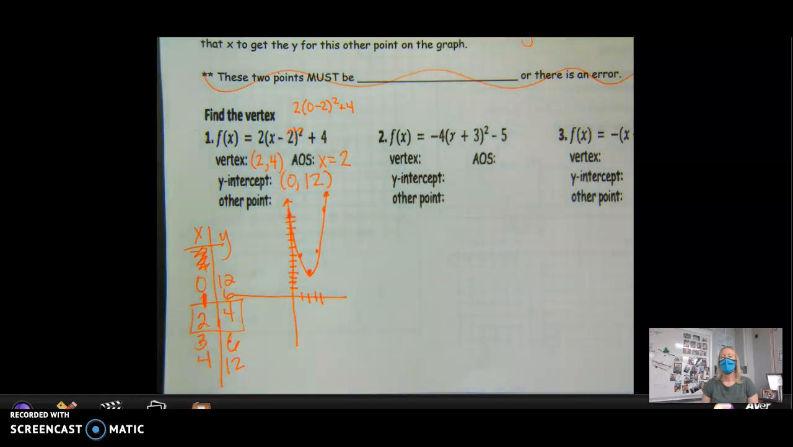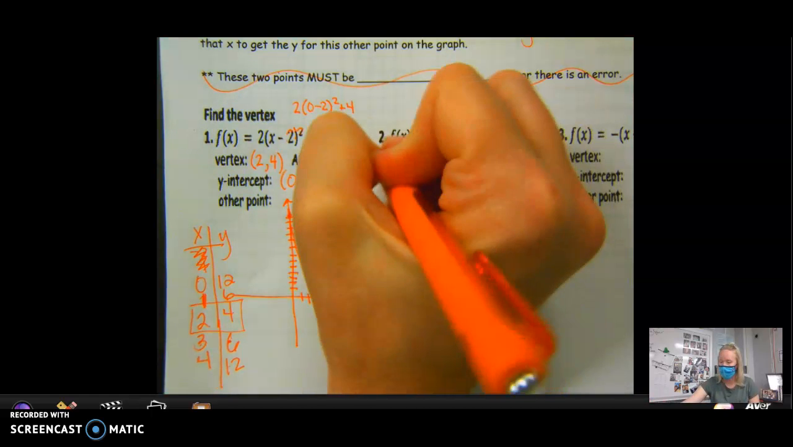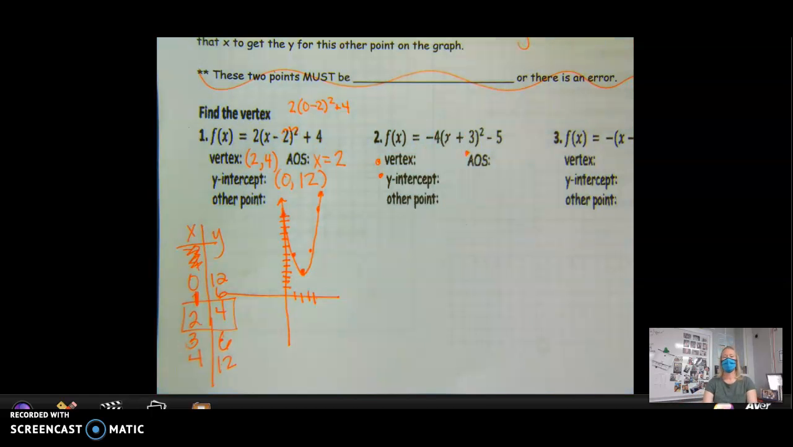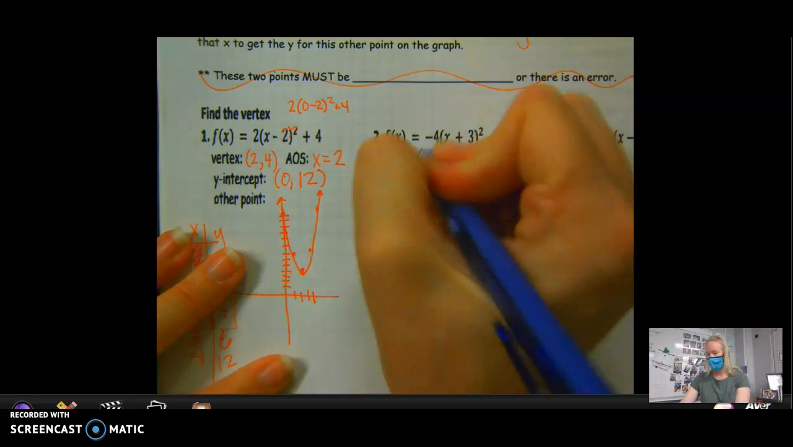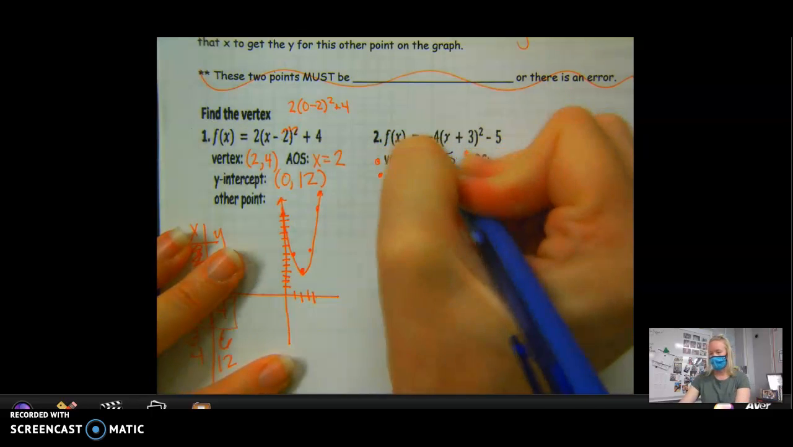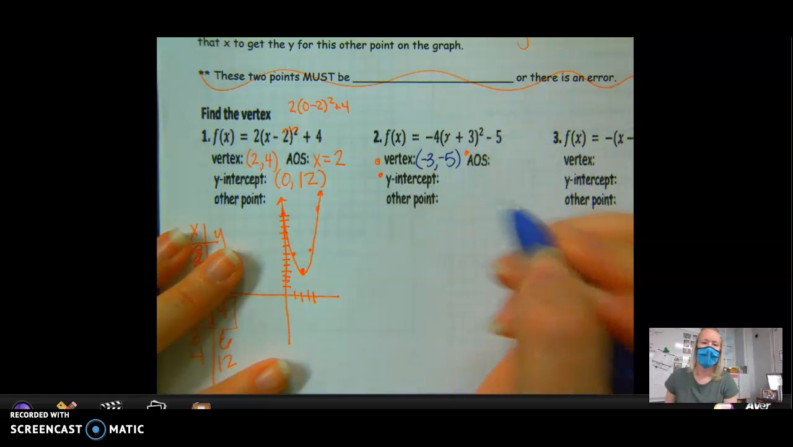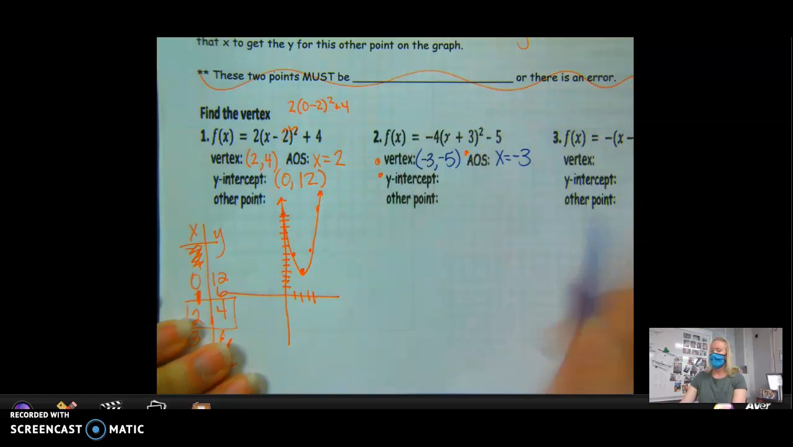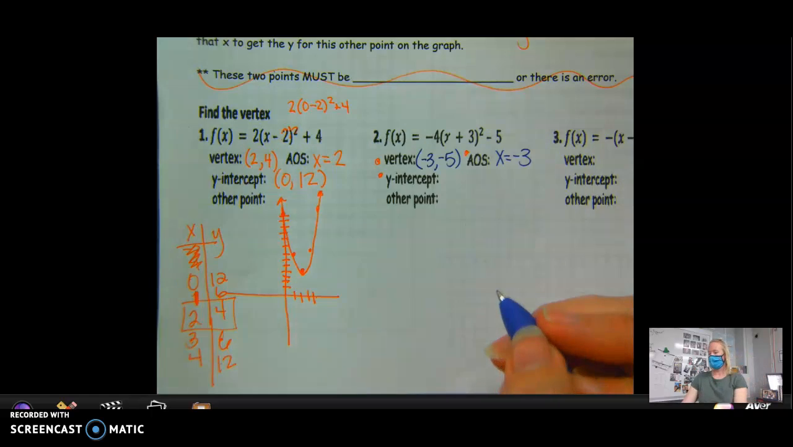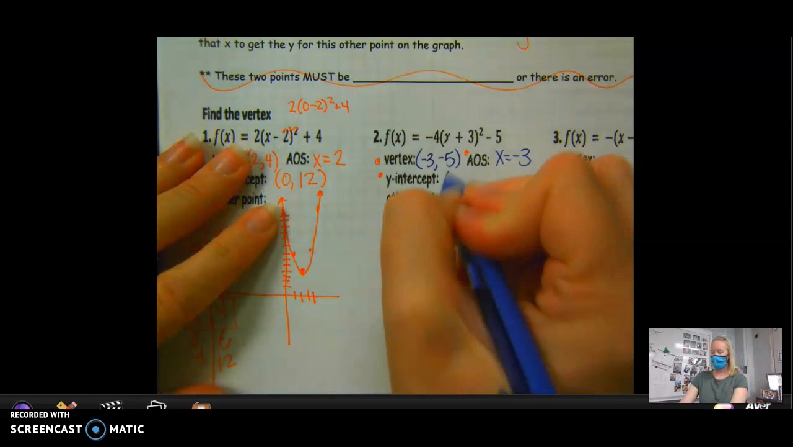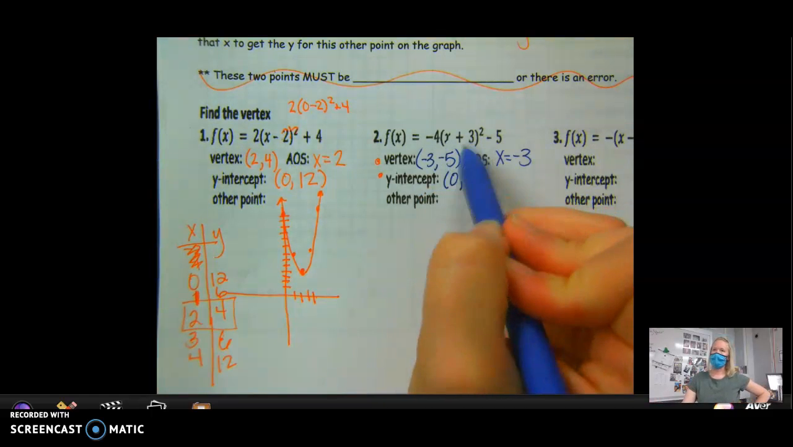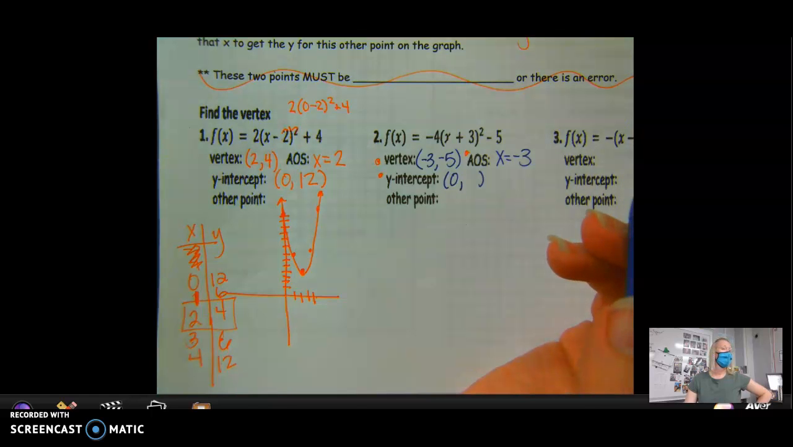Okay. On number 2, I want you to find the vertex, the AOS, and the y-intercept on your own right now. Vertex, AOS, and y-intercept. Awesome. -3, -5. Opposite of positive 3, keep the -5. So what's your AOS going to be then? Awesome. Good job. What's my y-intercept going to be? You plug in 0 for x. So when you plug in 0 for x, what do you get? If you didn't do it right now, plug in 0 for x.